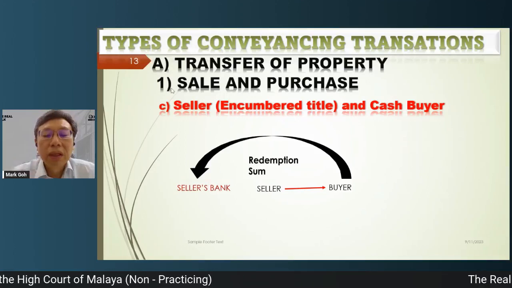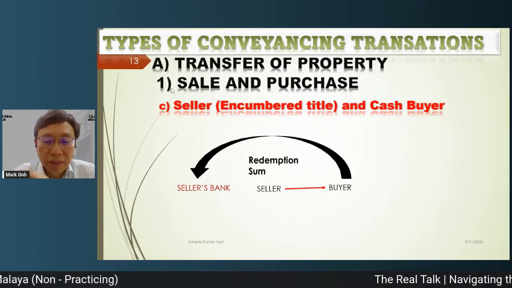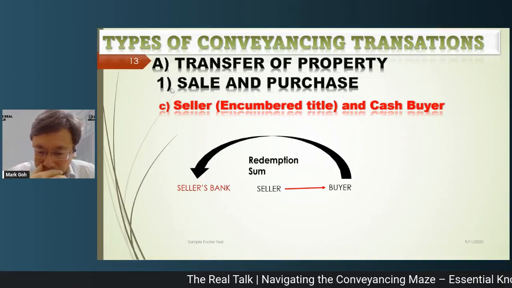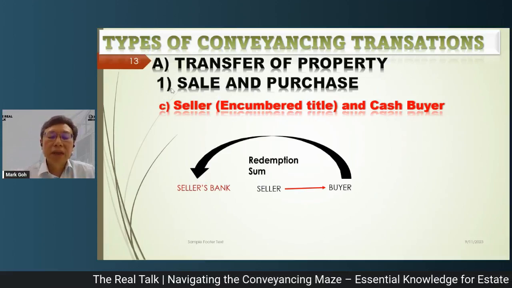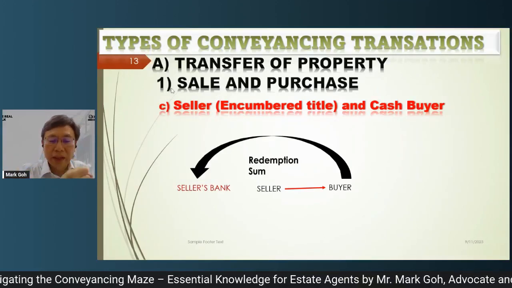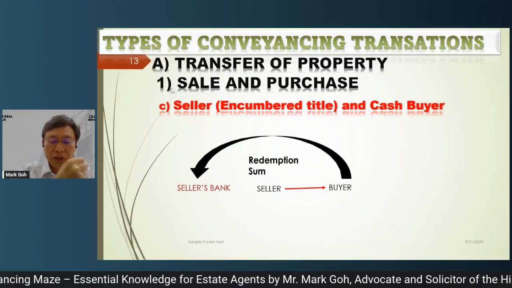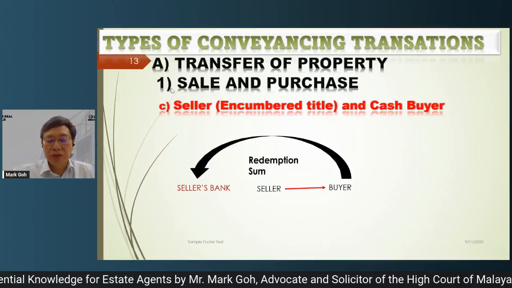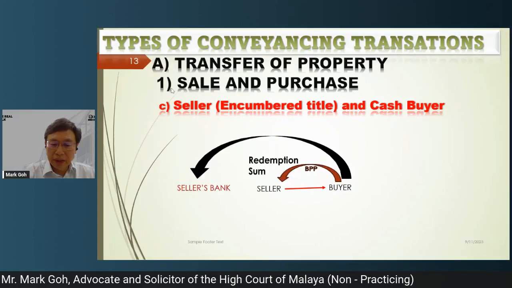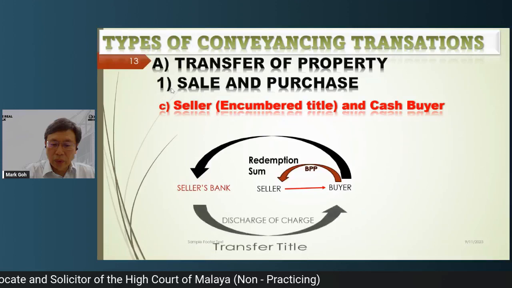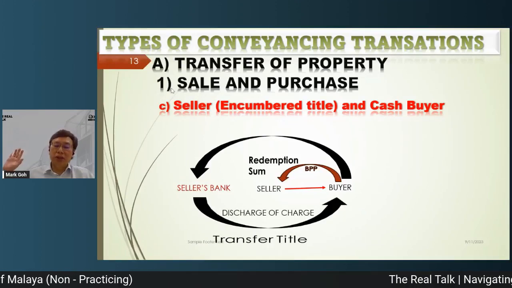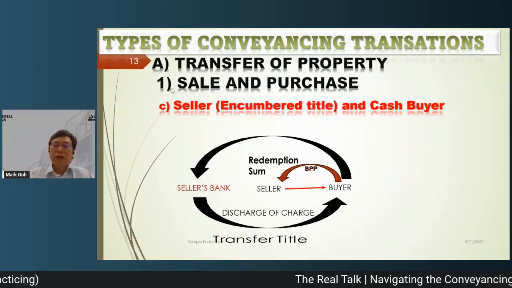Remember I told you? Redemption. Why does he need to redeem? Because that is the amount owing. So when he pays the redemption sum, the seller's bank, who is holding on to the title and the charge, since they're paid in full, will discharge. And he will pay the balance purchase price to the seller. The seller's bank will release all the documents, because they are not interested anymore, directly to the buyer.